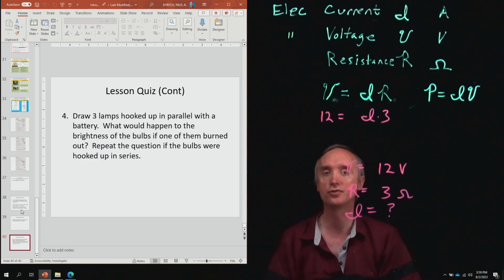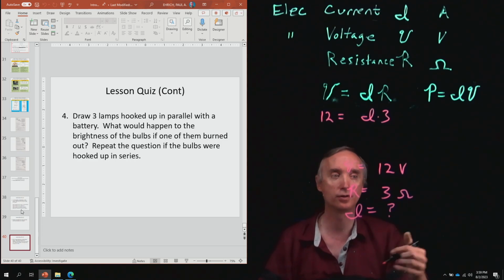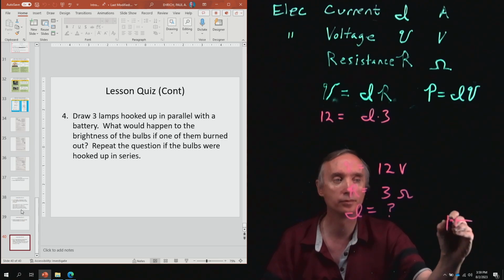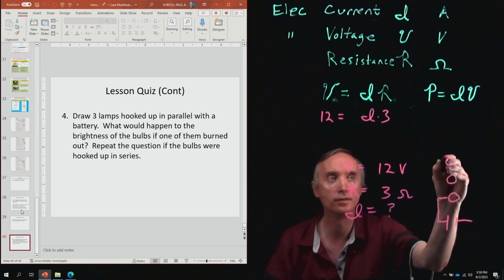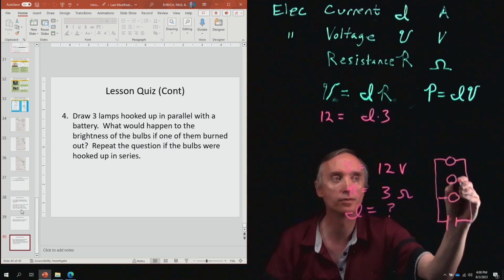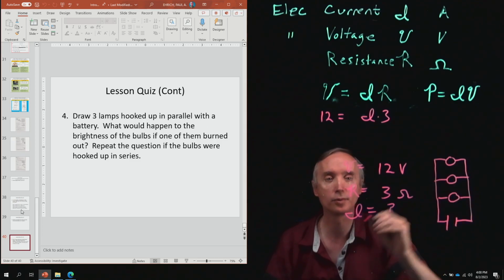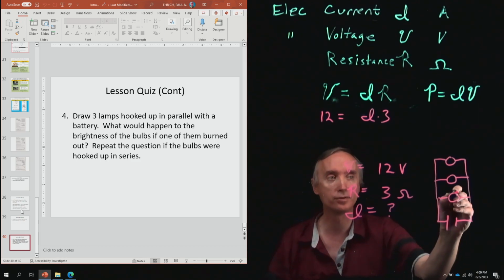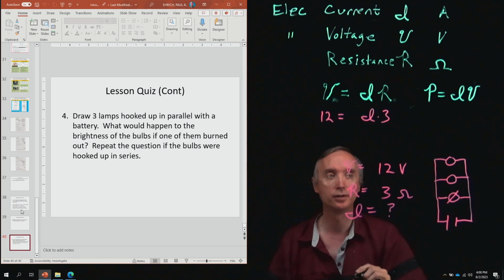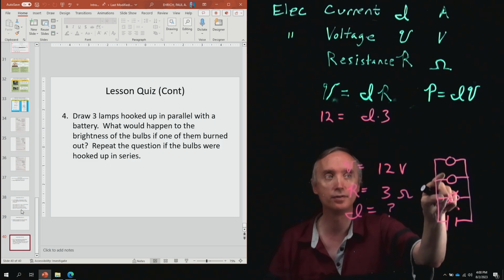Number 4, draw 3 lamps hooked up in parallel with a battery. What would happen to the brightness of the bulbs if one of them was to burn out? All right, so you're going to have a battery, and then you're going to have light bulb 1, 2, and then 3. So there's the 3 of them hooked up in parallel. So they're going to have a certain brightness. Now, one of them is going to burn out. So that means that this is going to be opened up, and now the current that's coming out of the battery is now going to go into these 2.